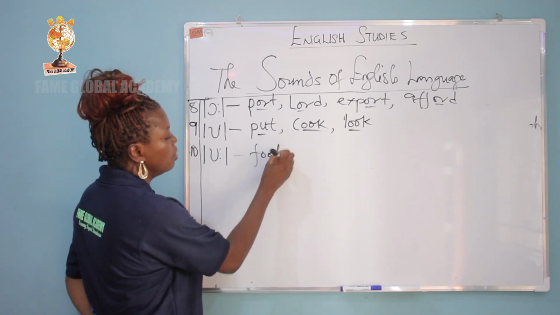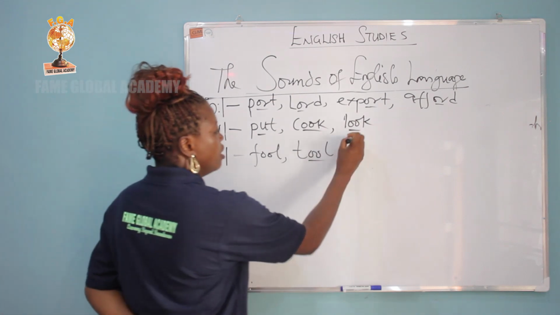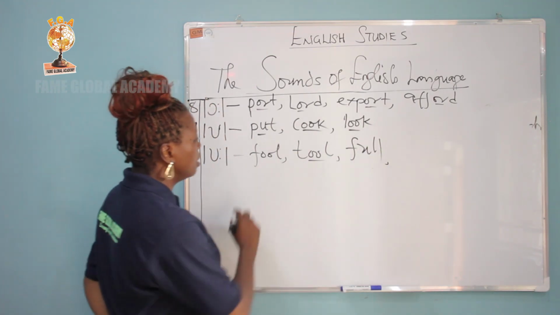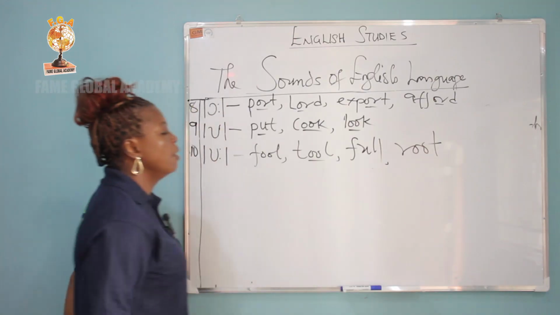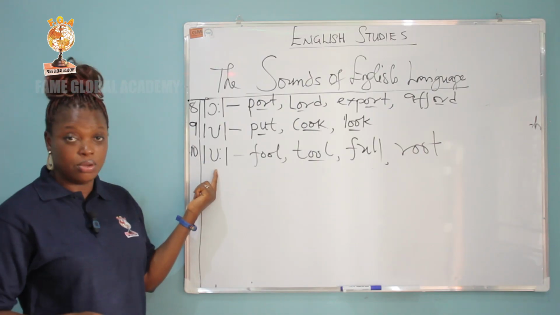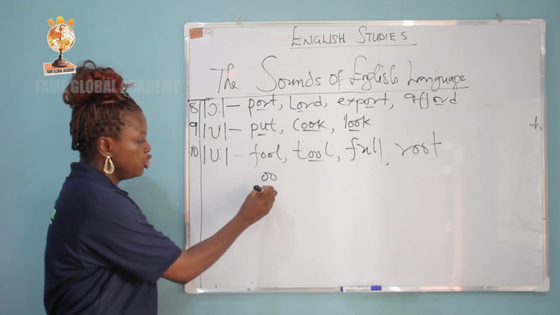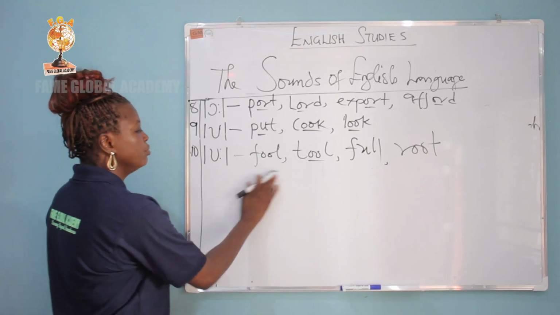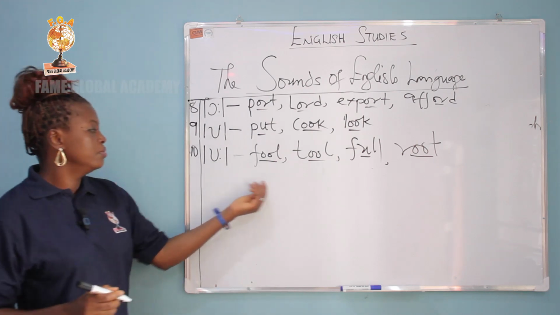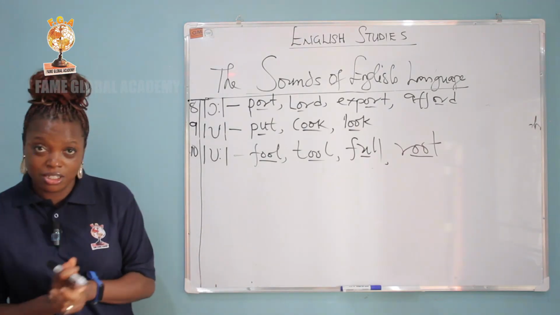fool, roots. So you can see that the letters that represent the long U sound are double O or even U. So take note of that and ensure that you do more research and add yours to what we have on the list here on the board.